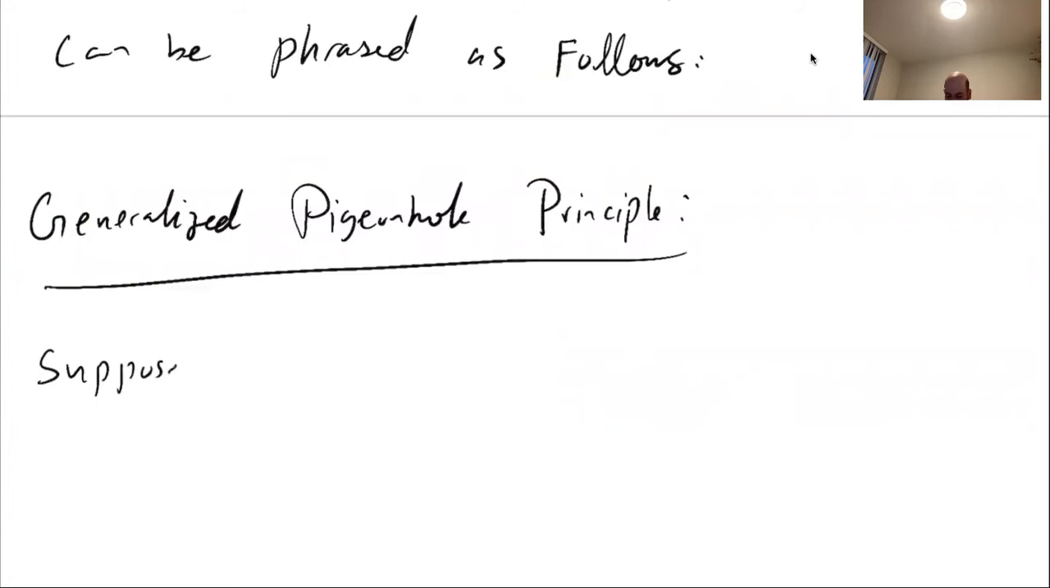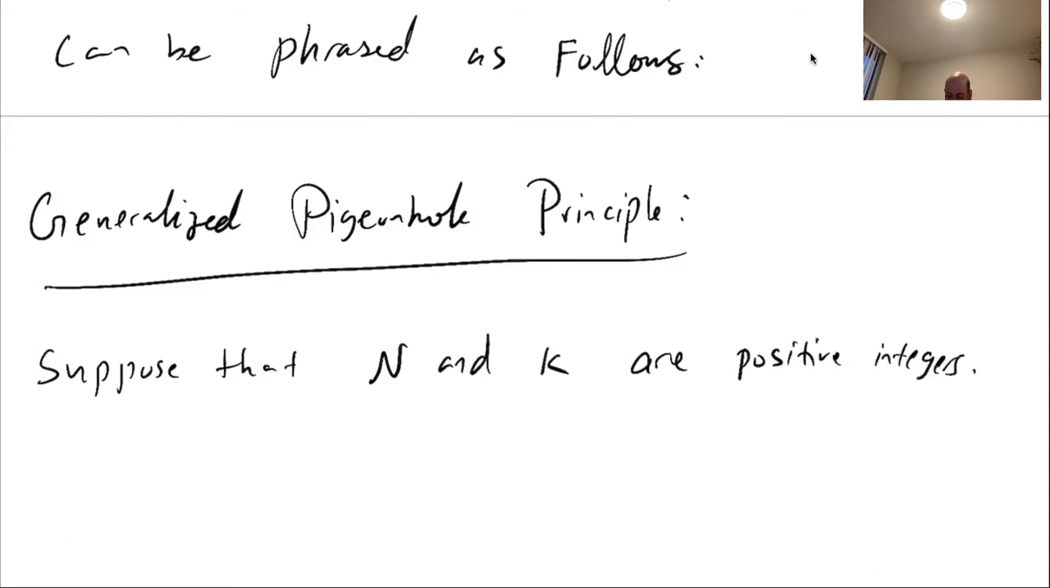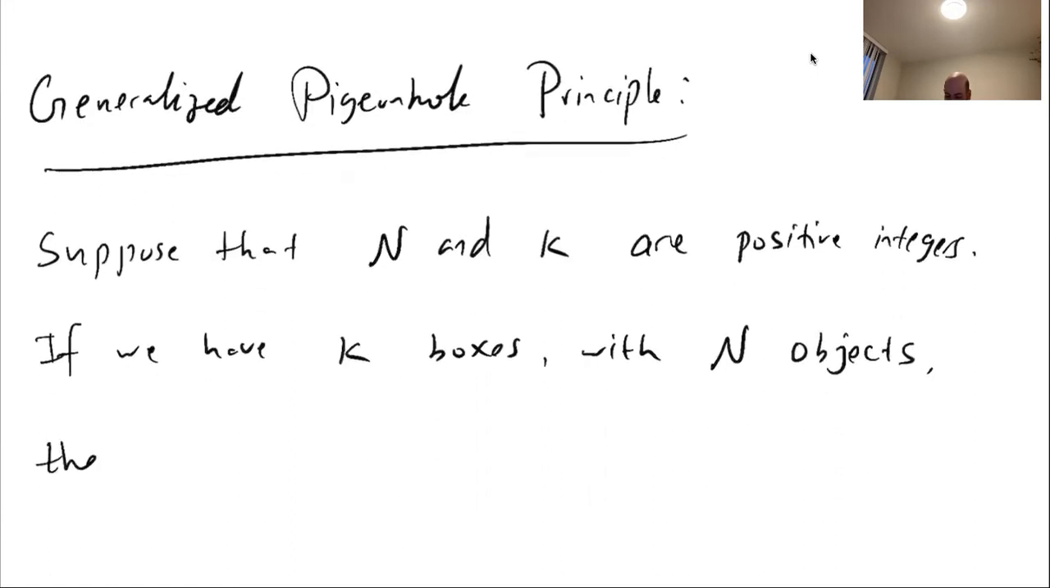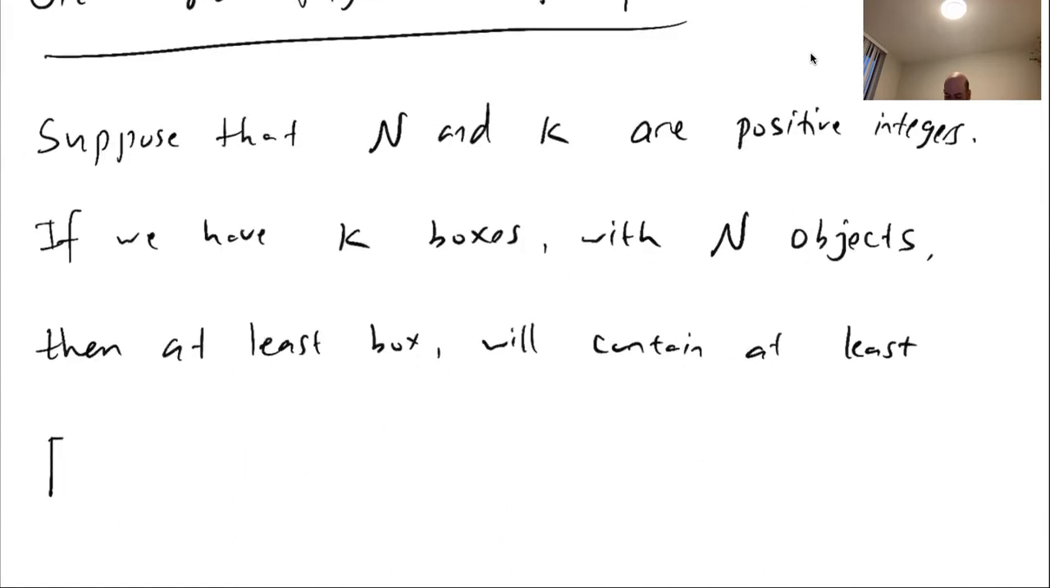Suppose that, again, let's say n and k are positive integers. If we have k boxes with n objects, then at least one box will contain at least ceiling of n over k objects.